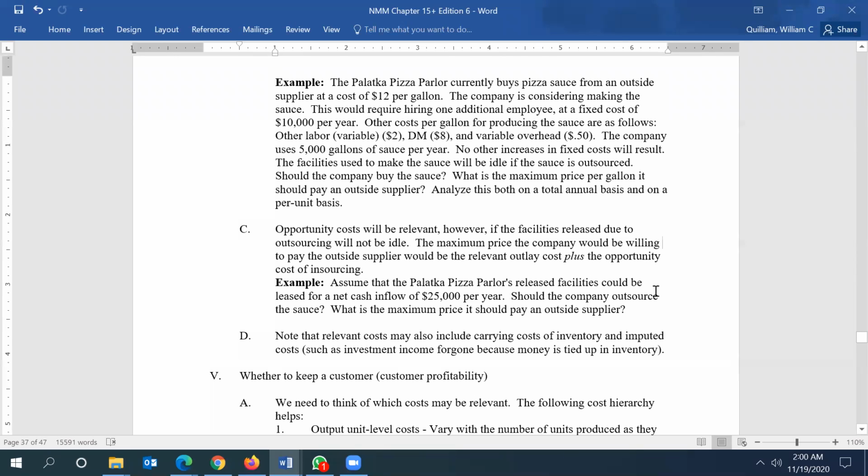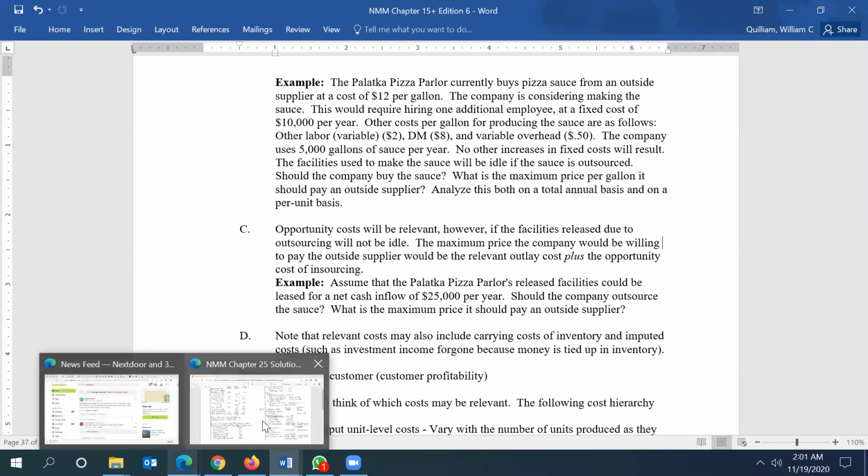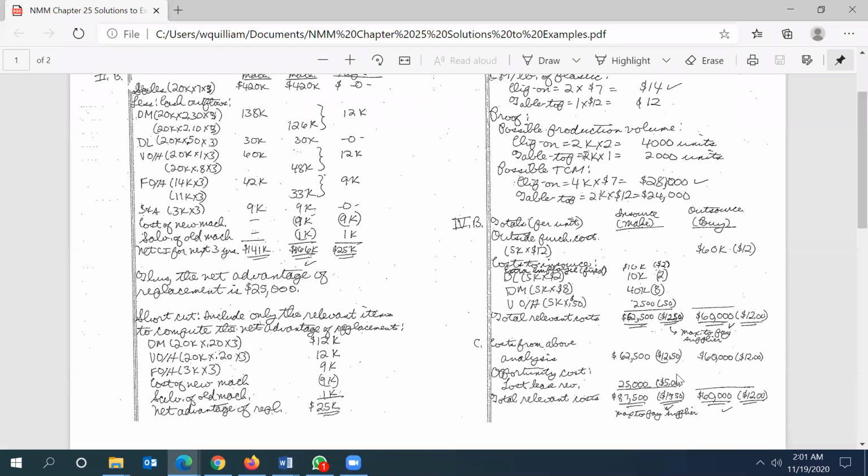Here's an example. Let's assume that the Palatka Pizza Parlor's released facilities can be leased for a net cash inflow of $25,000 per year, so somebody else can use them then. Should the company outsource the sauce? Well, what is the maximum price it should pay an outside supplier? So if I come back to the PDF for this, I'll analyze this for you, and all these analyses are easy. So the costs from above, those don't change. Here's what we will add: an opportunity cost, lost lease revenue. If we insource, we give up or forego $25,000.